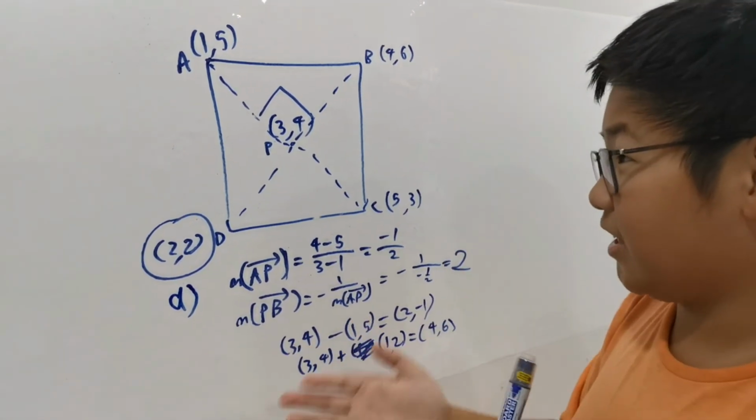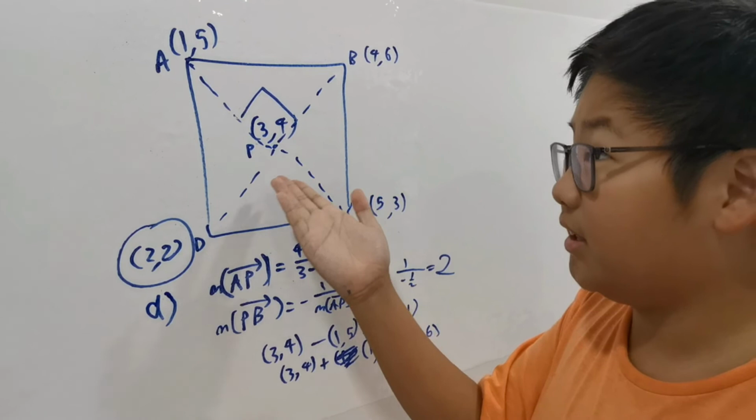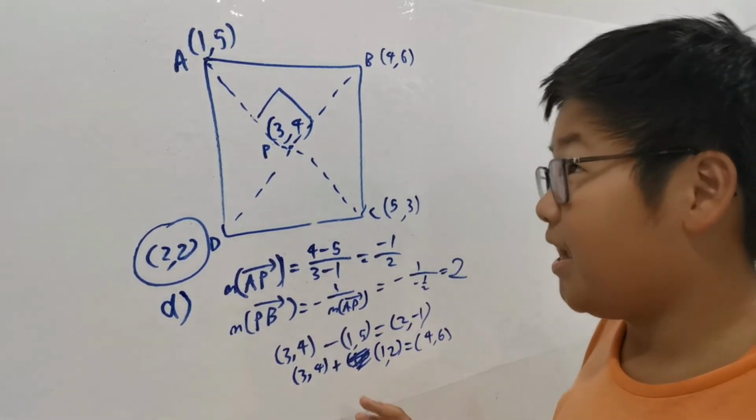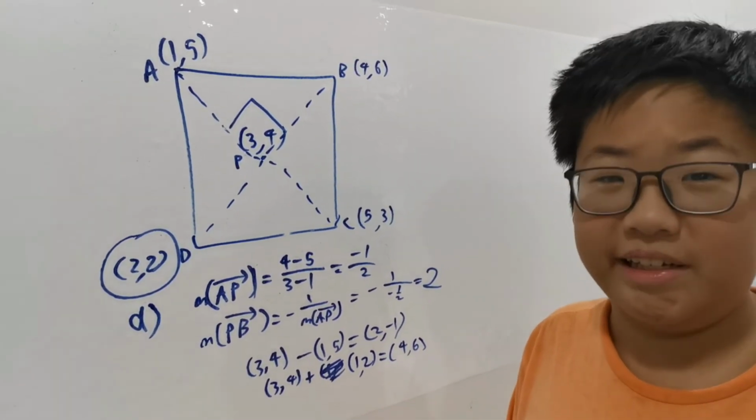There you have it. A square with a center, some points, some gradients, and some basic coordinate geometry.